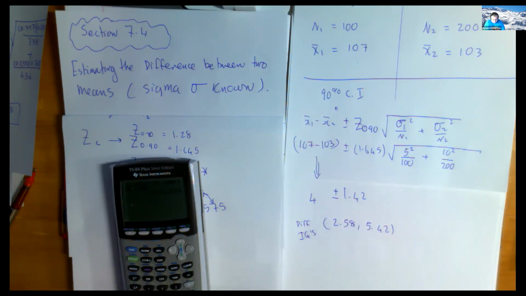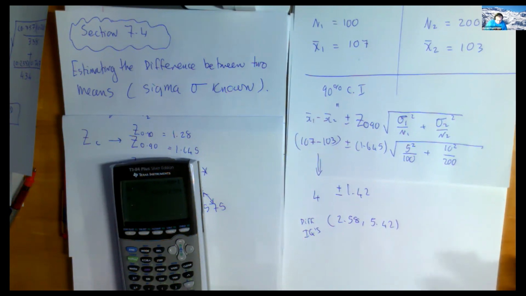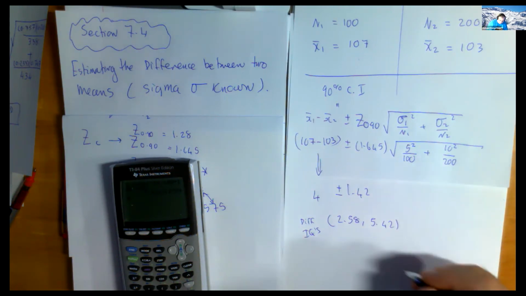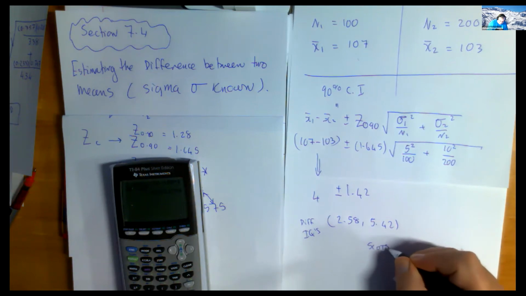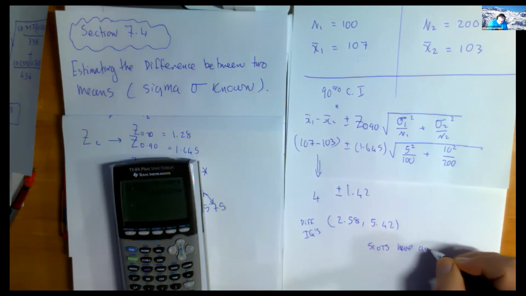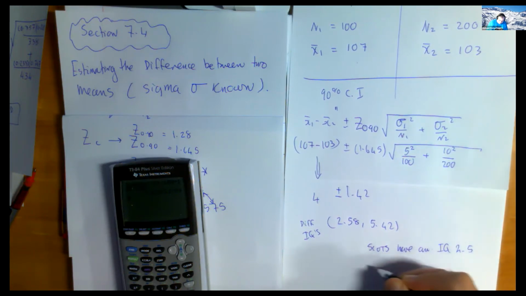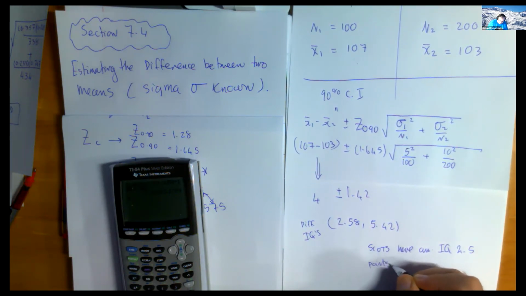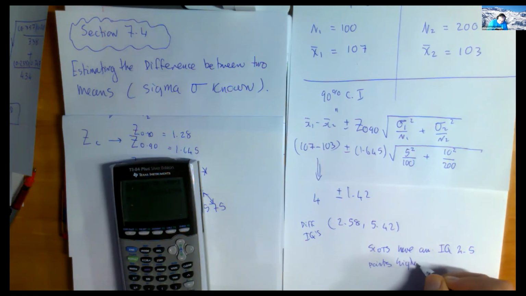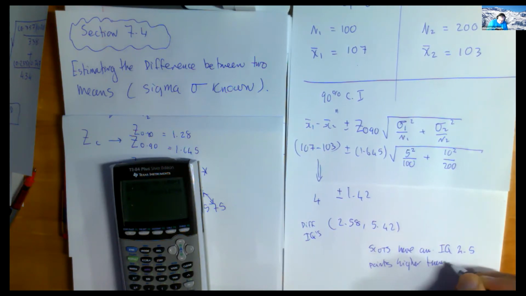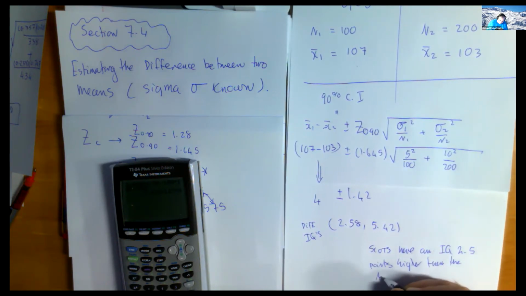And with an interval like that, you could have, probably in Scotland, a newspaper article that would say something like that. Scots have an IQ 2.5 points higher than the average American.